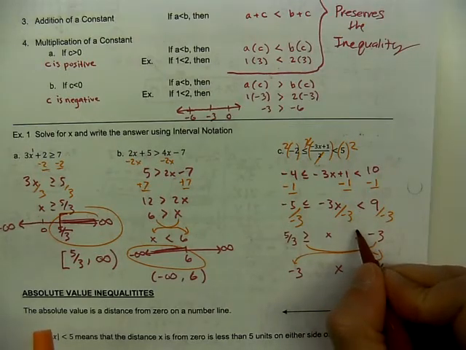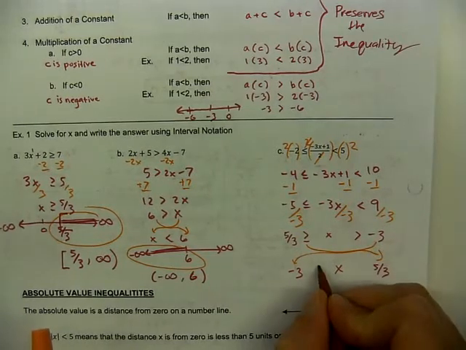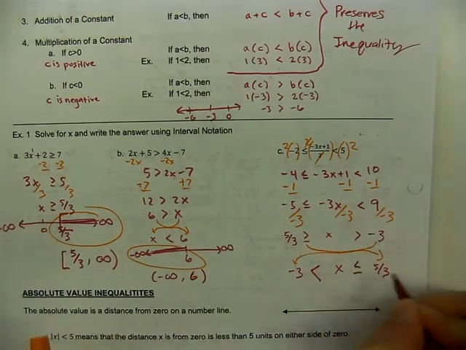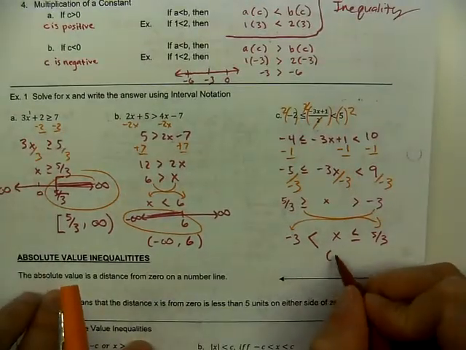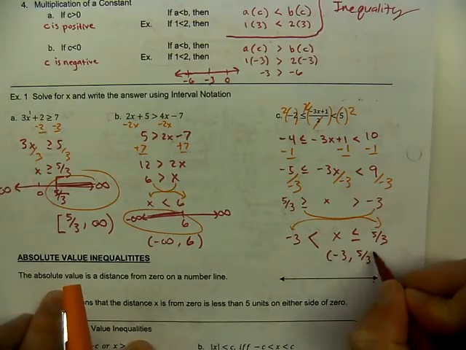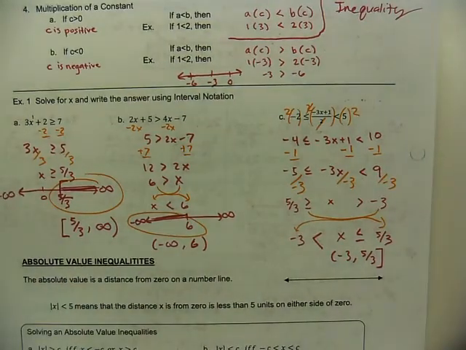Here you can see this sign is the greater than sign. It points to negative 3. So now it's the less than sign. Again, it should still point to negative 3. So that's what it looks like. So we have our solution interval of negative 3 up to and including 5/3.